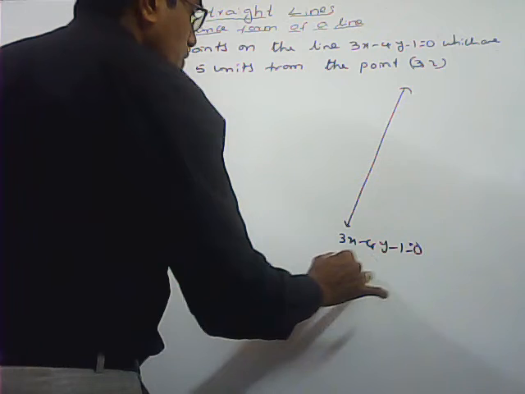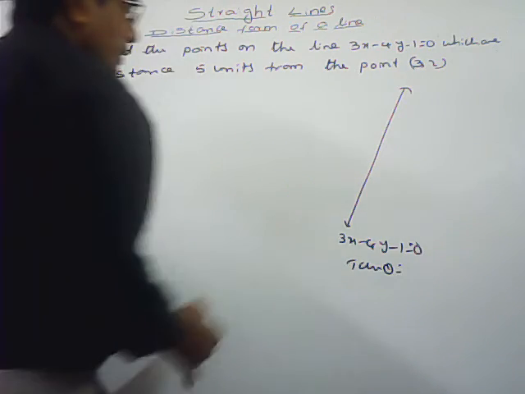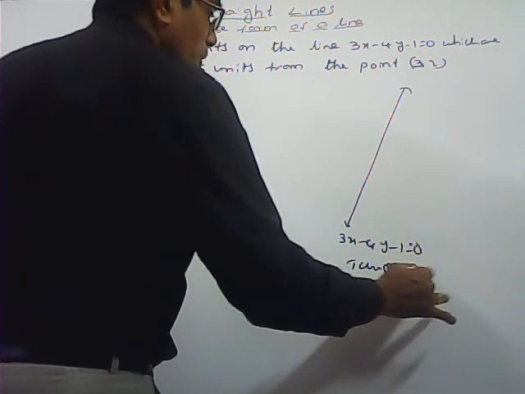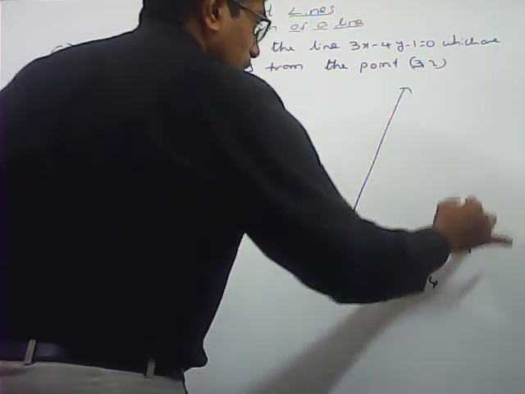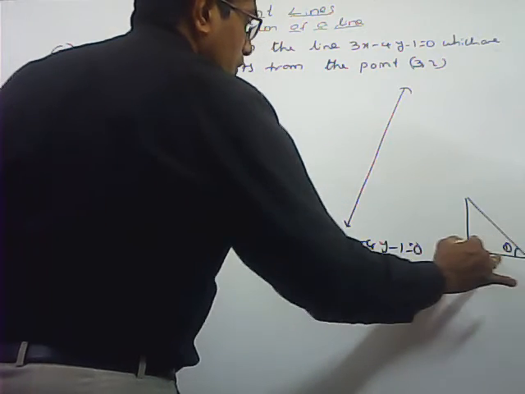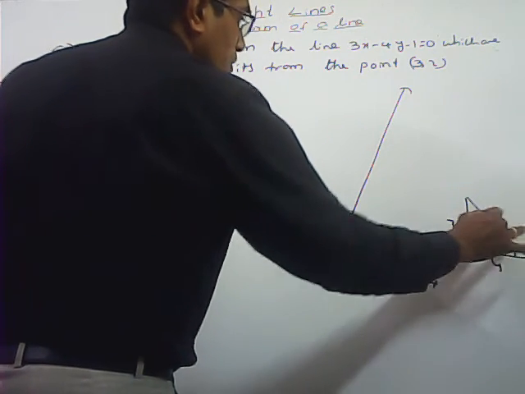What is the slope of this one? Slope is nothing but tan theta, which is minus a by b, that is 3 by 4. If you take the right angle triangle, with tan theta equal to 3 by 4, then the hypotenuse is 5 only.